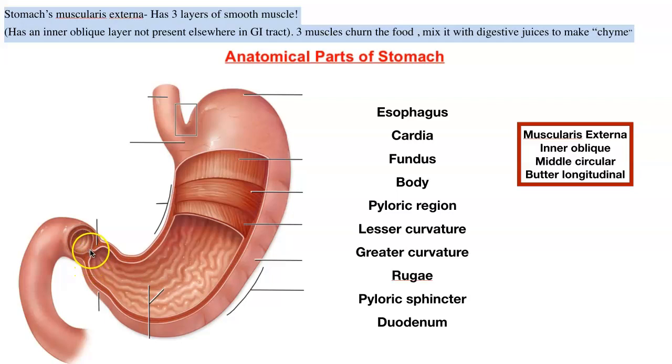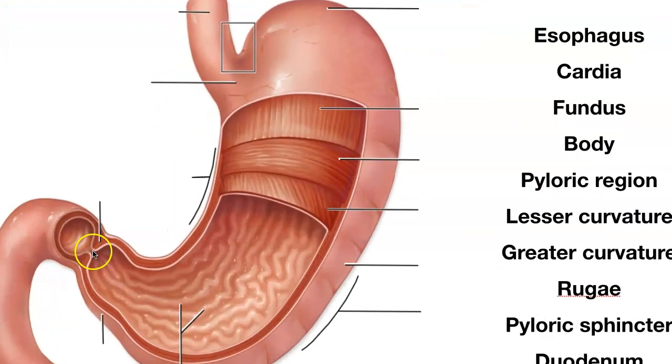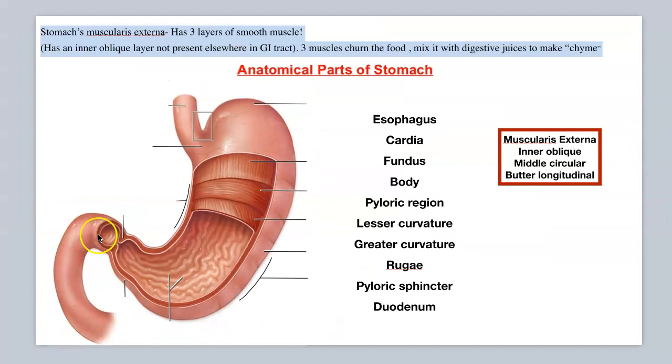Here is the pyloric sphincter. You can see the pyloric sphincter right there. That's just smooth muscle also. And this first part of the small intestines right here, this is the duodenum. Some people call it the duodenum. Duodenum, duodenum.